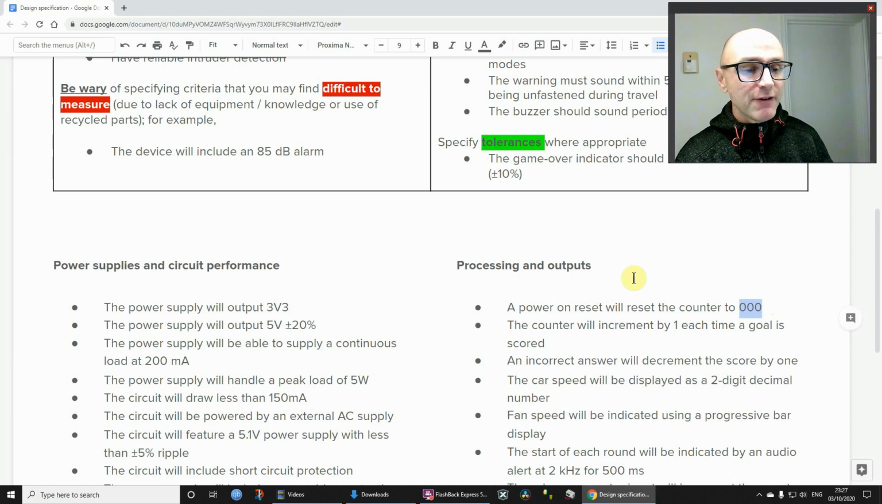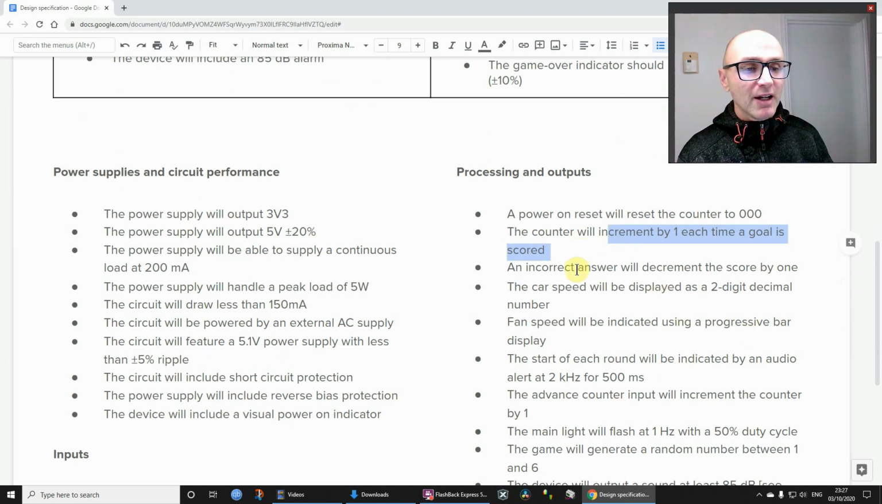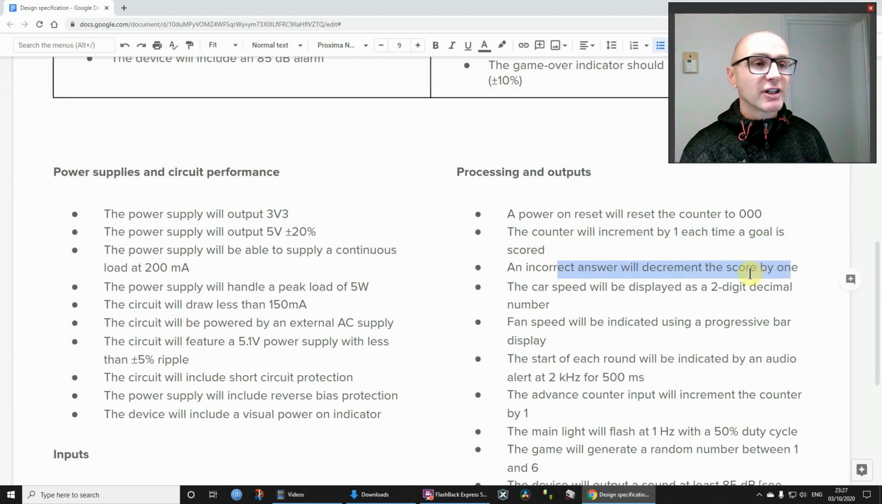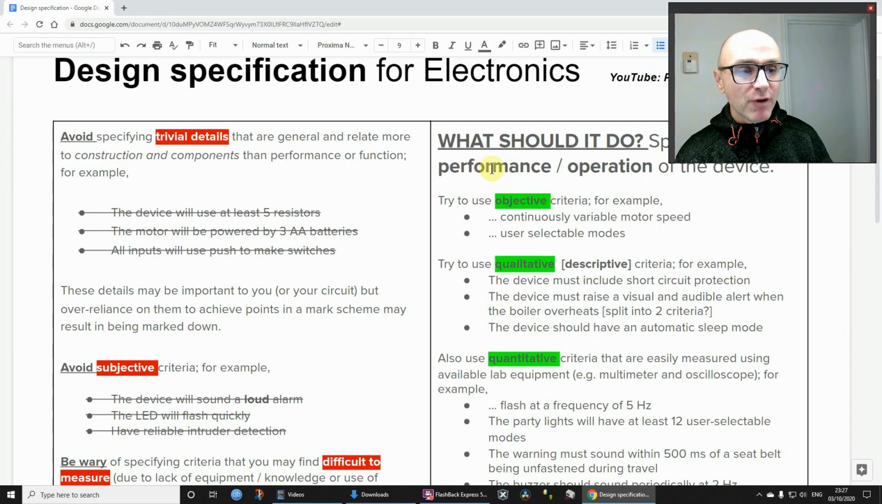If you've got a counter that counts goals, then presumably each time a goal is scored, it's going to increase by 1. So specify it. That is a measurable thing, isn't it? If you've got some sort of challenge and you get an incorrect answer, then every time you get it wrong, presumably your score is going to go down by 1. So state it. This is the performance, the operation.